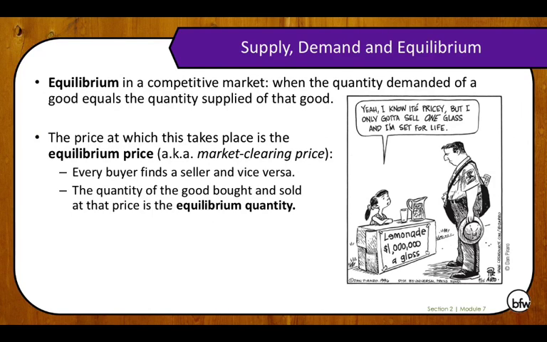So, when we use the term equilibrium in the market, in a competitive market, this is the point where the quantity demanded of a good is exactly equal to the quantity supplied of that good at a particular price. The price at which this takes place is called the equilibrium price, or also known as the market clearing price. And the reason it's called the market clearing price is because every buyer finds a seller for their good, and every seller finds a buyer. And there are no buyers left over looking for someone to sell them the good, and there are no sellers left over looking for someone to buy the good. So the quantity of the good bought and sold at that price is the equilibrium quantity.